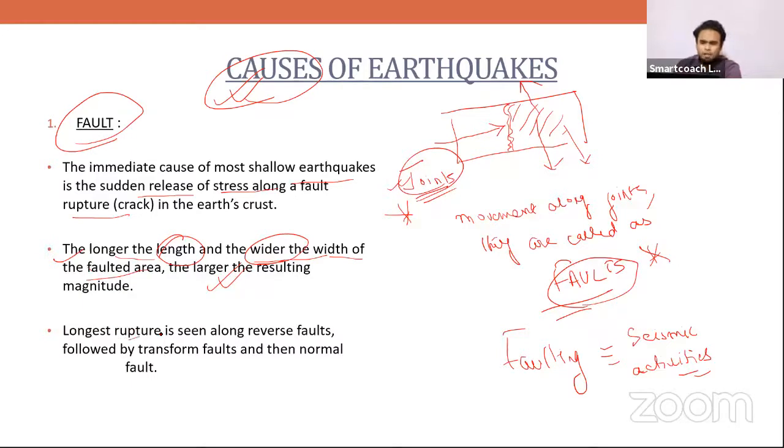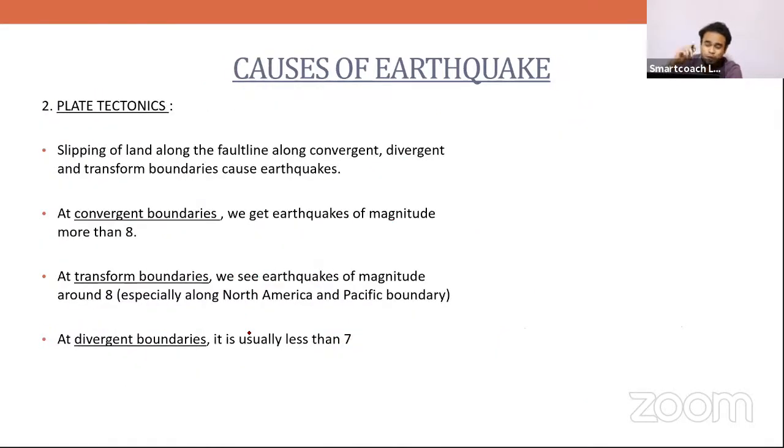Next point, the longest rupture is seen along reverse faults, followed by a transform fault and then by a normal fault. Now, what are these types of fault? There is a reverse fault, there is a normal fault, there is a transform fault. Now, in one of the previous classes, we have talked about the different types of faults, right? All right.